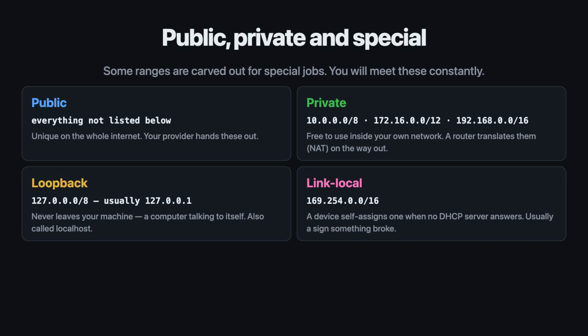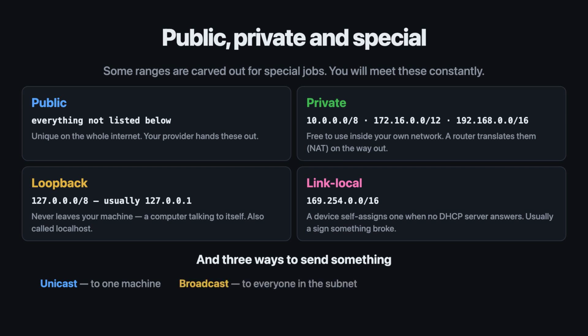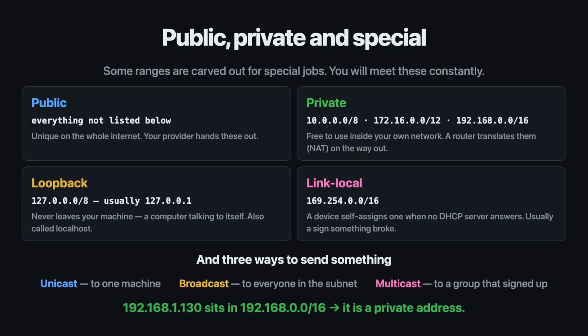And a 169.254 address is what a device gives itself when no DHCP server answers, which usually means something is broken. There are also 3 ways to send something: unicast to one machine, broadcast to everyone in the subnet, and multicast to a group. Our example sits inside 192.168, so it is a private address.